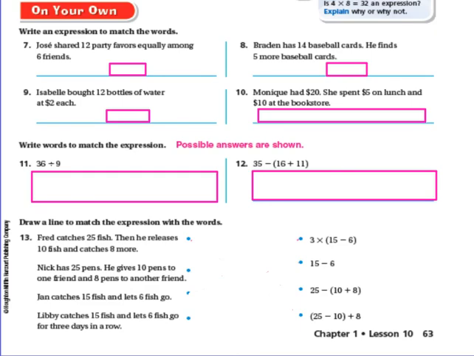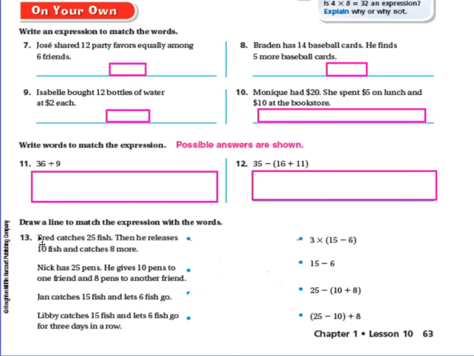Now we're on our own, so I would like your partner to do 7 and 9. You do 8 and 10, and you talk about it with your partner. This 11 and 12 you can skip. I would like you to draw a line to match the expression with the words.